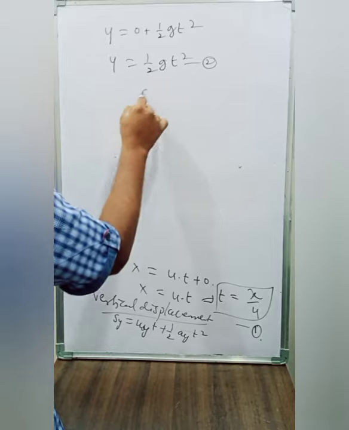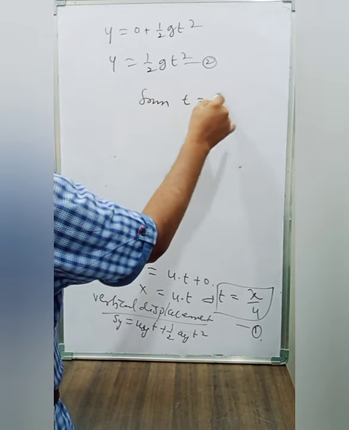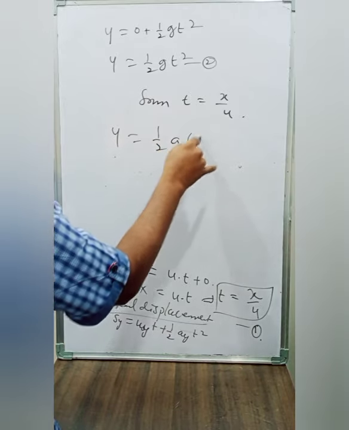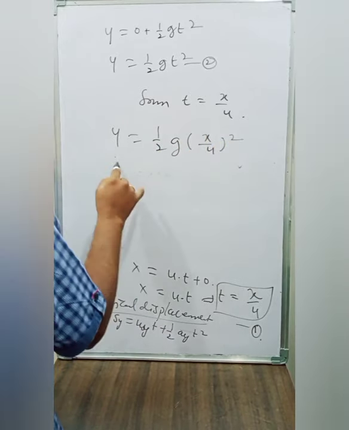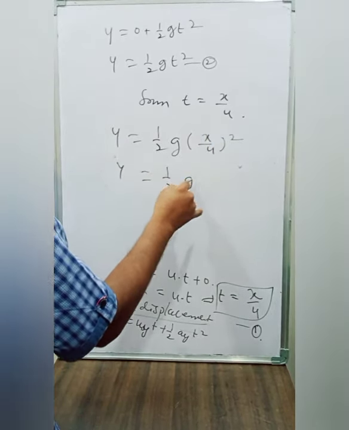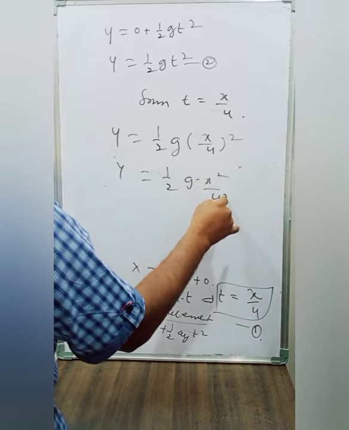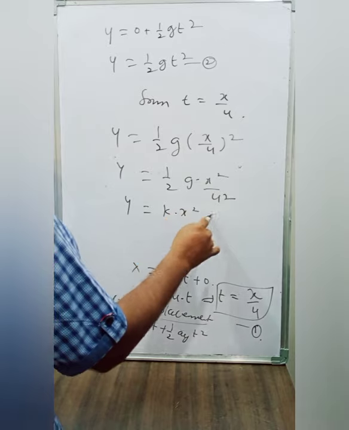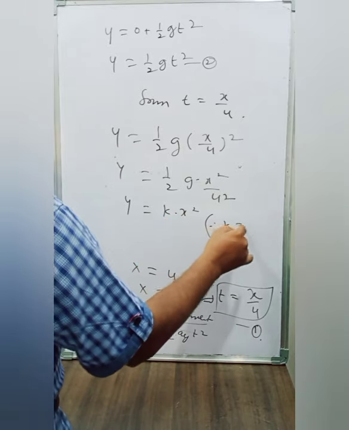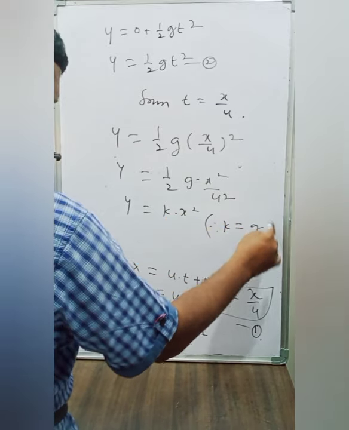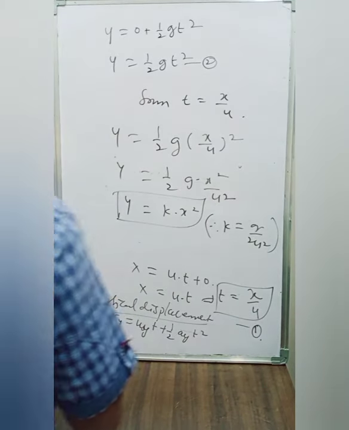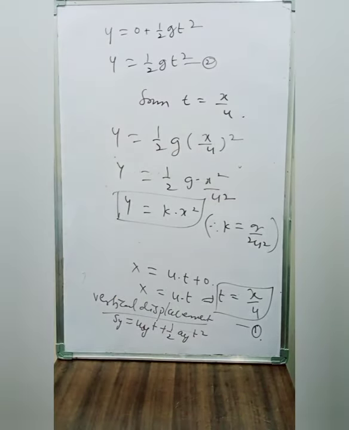From 1, t is equal to x by u. Therefore y is equal to half g into (x by u) whole square. So y is equal to half g into x square by u square. Therefore y is equal to k x square, where k is equal to g by 2u square. The above equation is the equation of a parabola. So the path of the projectile is a parabola.